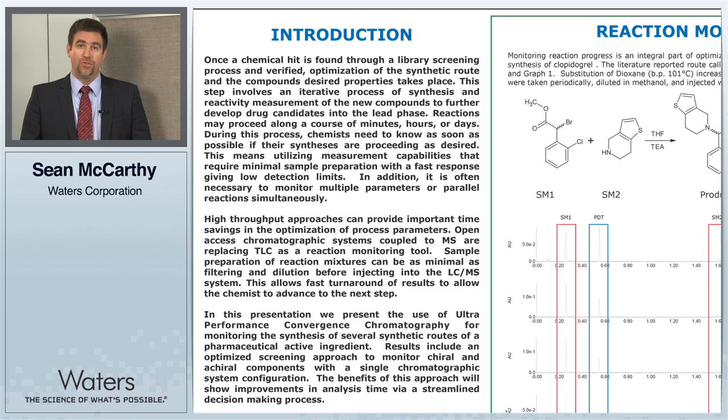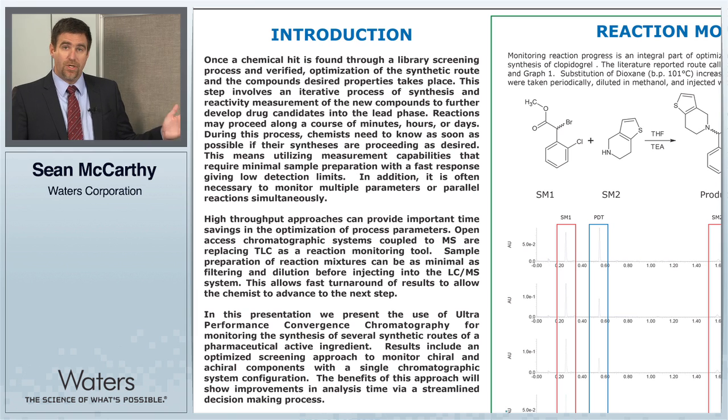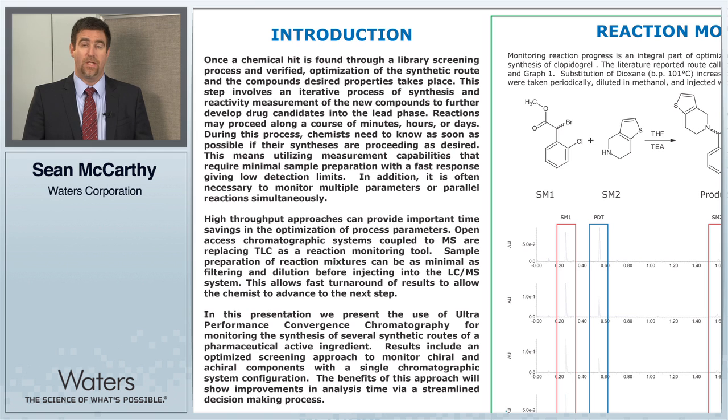In terms of monitoring these reactions, the sample throughput has to be very rapid in order to get real-time or near real-time results out of the experiment. In addition, in the laboratories, oftentimes many instruments would be shared with many chemists. Therefore, high throughput is even more beneficial to ensure everyone gets their results in a short time period. In this presentation, we're going to discuss the use of ultra-performance convergence chromatography and how that technology can help a chemist make decisions in real time.